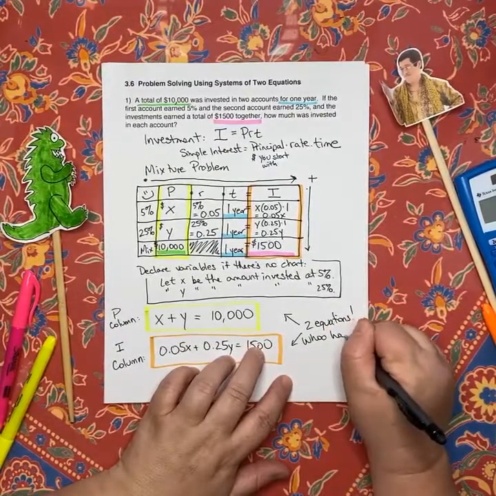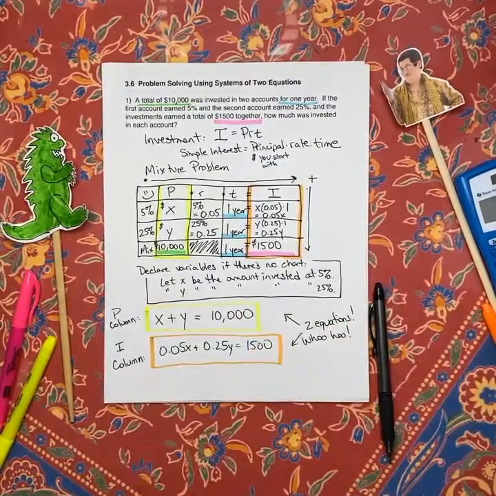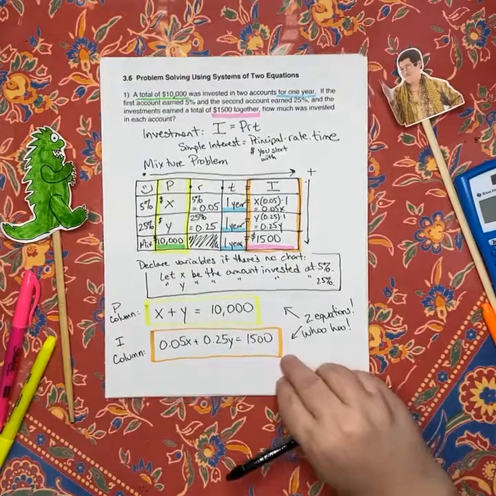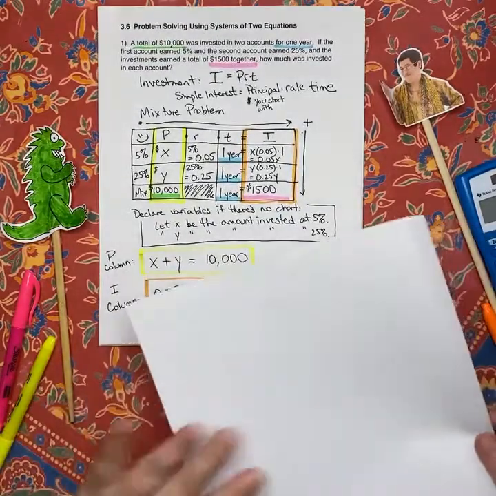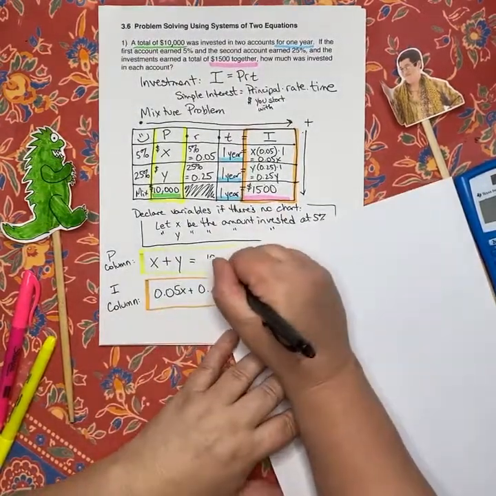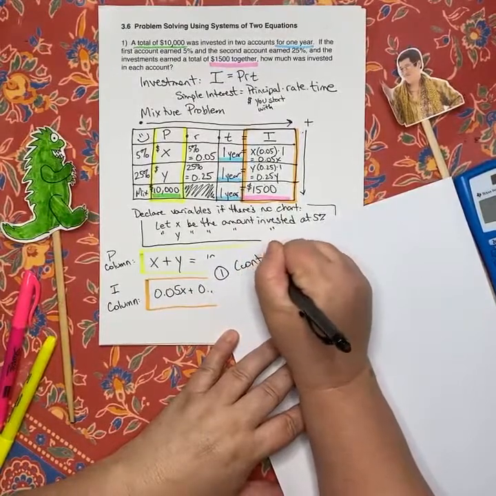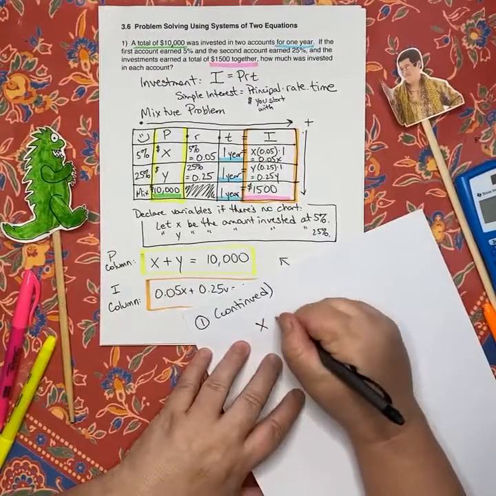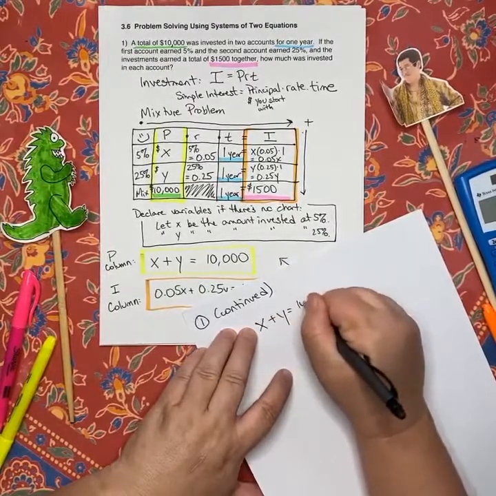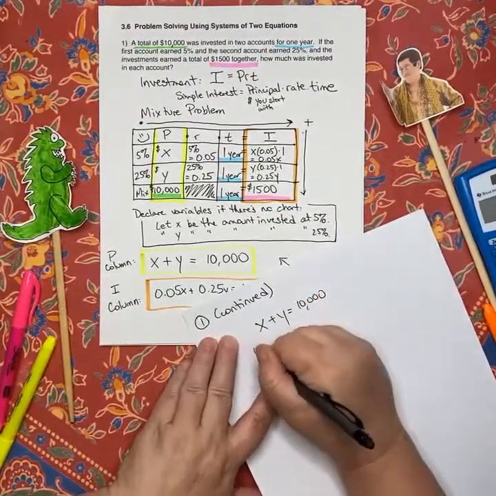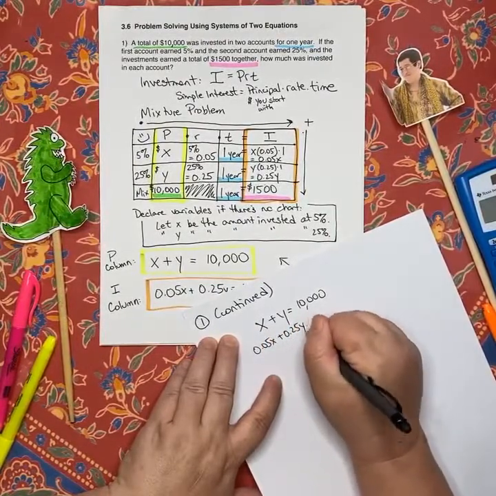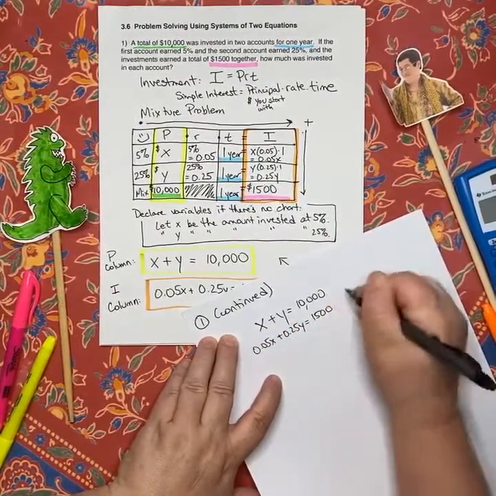Woohoo! So what do we do now? We solve those 2 equations using the techniques that we have in the rest of chapter 3. So let me copy this over. This is 1, continued. So I've got x plus y equals 10,000, and 0.05x plus 0.25y equals 1,500.